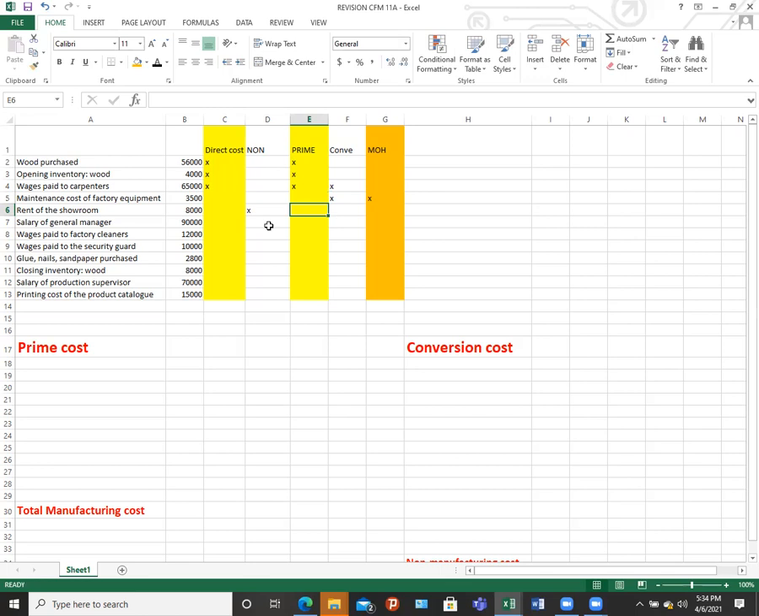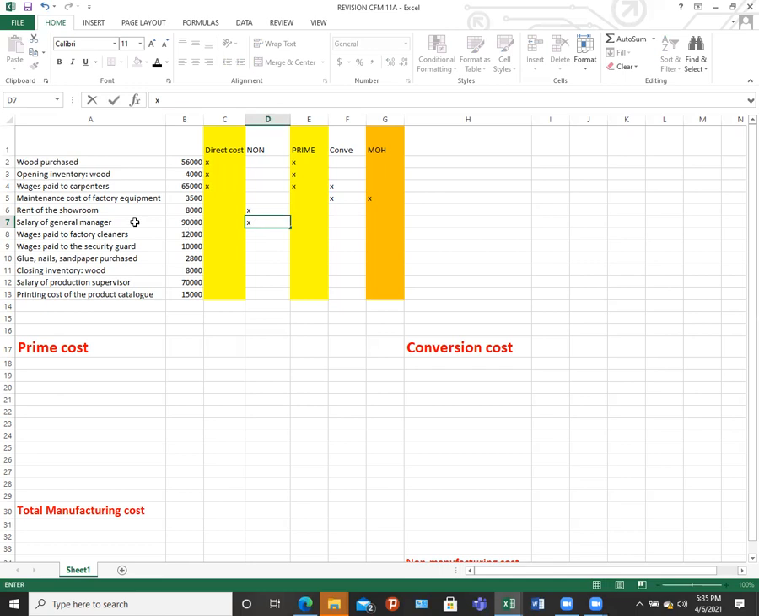Correct, guys, 100%. Salary for general worker. Anyone? Sir, isn't it manufacturing overhead? No, it's a non-manufacturing cost, guys, because this one works for a different department.